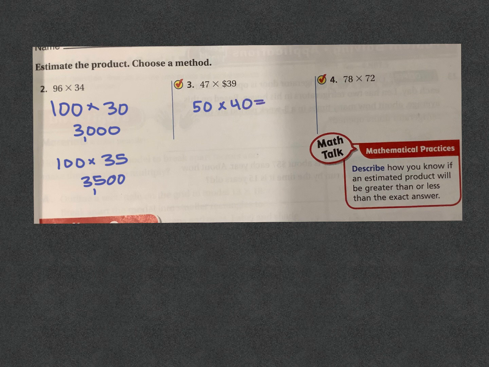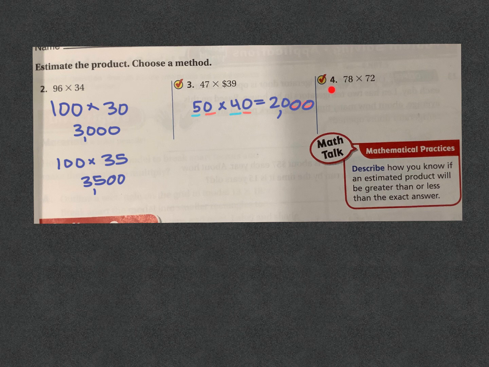Now I will look at my basic fact of 5 times 4. 5 times 4 is 20. And then I will look at my zeros. There are 2 zeros there. So my answer is, I should make those the same color. My estimated answer is 2,000. So whatever the product of 47 times 39 is, it should be fairly close to 2,000 to be a reasonable answer.